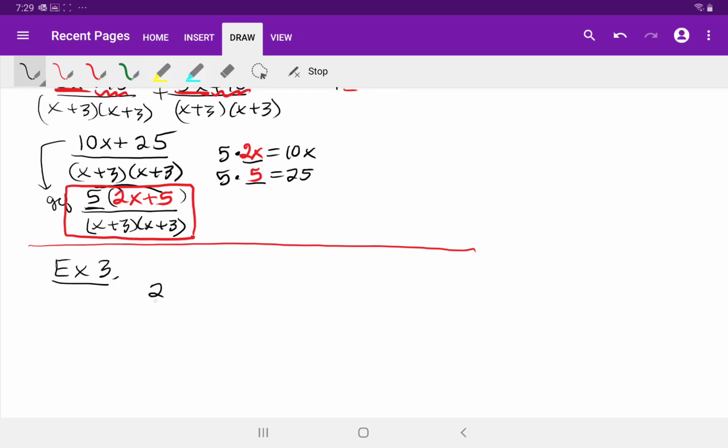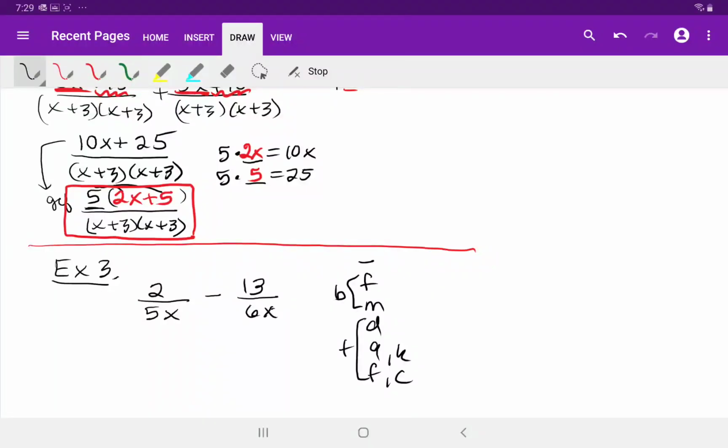I'll just change it. Okay, let's say you have 2 over 5x, and you're subtracting 3 over, let's say 6x. Let's say 13 over 6x. So I'm going to write my list down. Negative FM, DAF, KFC. This is for the top. This is for the bottom. Look how fast that is. It's so fast. And it gives you a list of all the steps in order that you're supposed to do. It's like the best thing in the world.